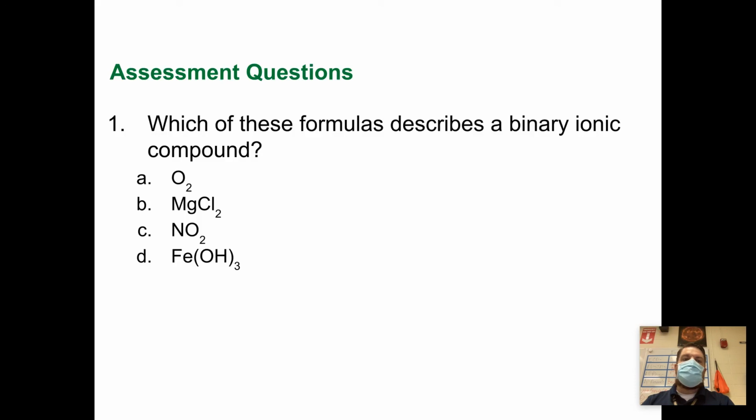So, real quick, which of these formulas describes a binary ionic compound? Somebody said C. It's actually B. I could see where you would think it was C. It's definitely not A. It's definitely not D.